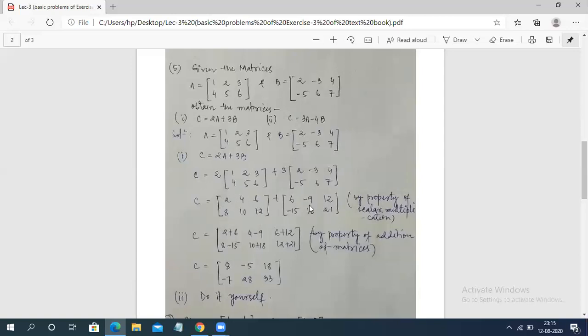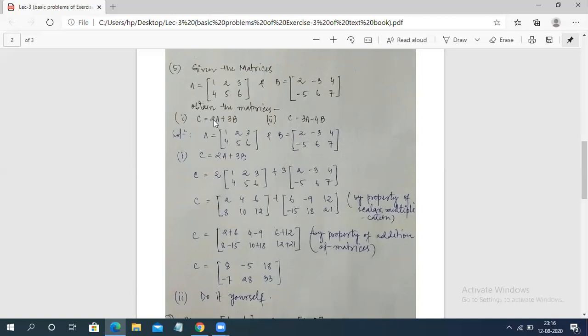Similarly, 3B. This is a matrix B. You have to multiply each element of this matrix with the scalar quantity 3. So 3 into 2, 6. 3 into minus 3, minus 9. 3 into 4, 12. 3 into minus 5, minus 15. 3 into 6, 18. 3 into 7, 21. So this is a matrix 3B.